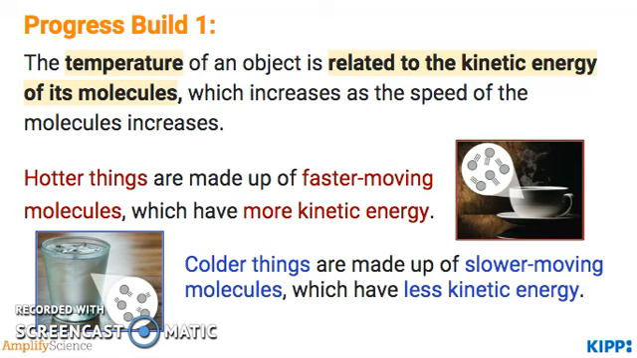The temperature of an object is related to the kinetic energy of its molecules, which increases as the speed of the molecules increases. Hotter things are made up of faster moving molecules, which have more kinetic energy. And colder things are made up of slower moving molecules, which have less kinetic energy. This sets them up for the first chapter focus task.